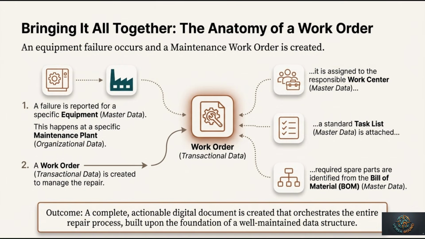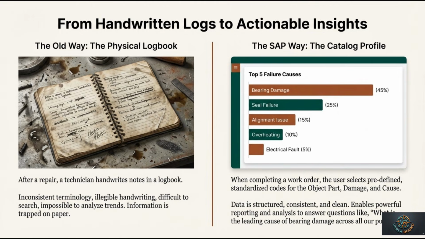Finally, why do we do all this? For the data. In the old days, technicians wrote repairs in a physical logbook. The handwriting was illegible, and the data was impossible to analyze. In SAP, we use something called a catalog profile. Instead of typing free text, the technician selects standardized codes for the object part, the damage, and the cause.